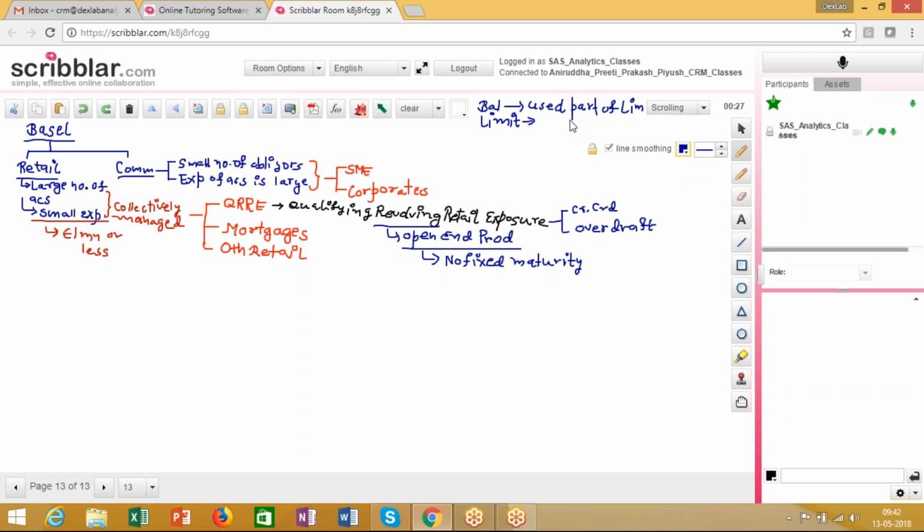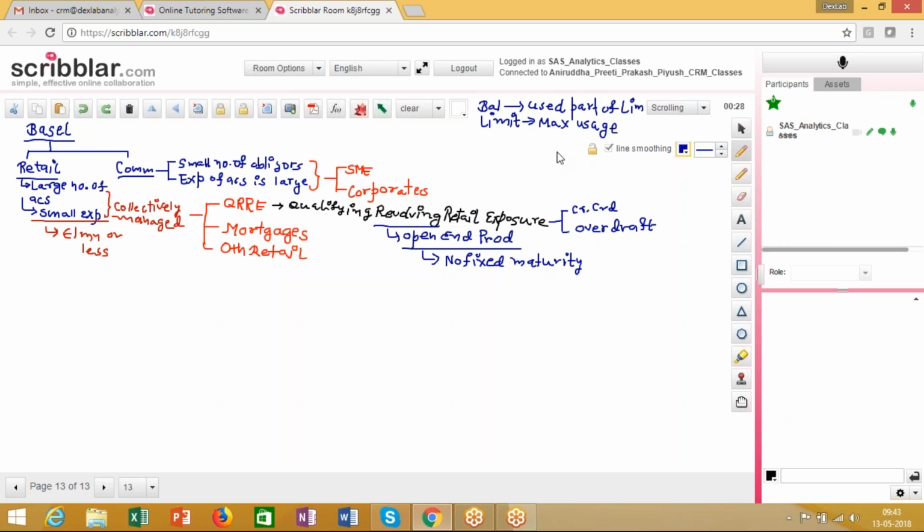The next part is the limit of the card. So what is the limit of the card? That is the maximum permissible usage. So if the limit of my card is 50,000, then the maximum I can do is use my card up to 50,000. This is the maximum usable limit, or the maximum usage that I can do on a card.